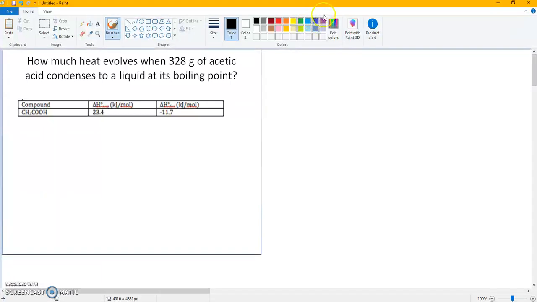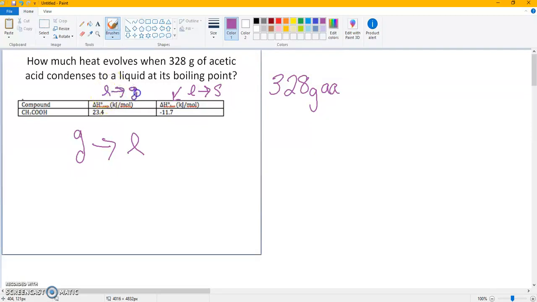Alright, last example. I did one of these in the other video, but let's go over it. So this one is asking me if I have 328 grams of acetic acid and it condenses to a liquid. So this is saying I'm going from a gas to a liquid. Okay? Up here I have fusion. Fusion is when I go from a liquid to a solid. And I have vaporization. Vaporization is when I go from a liquid to a gas.